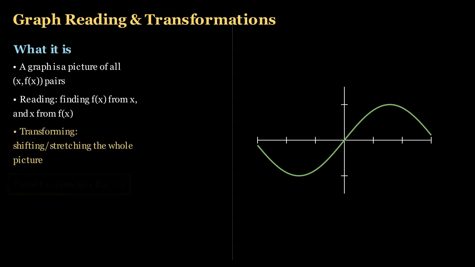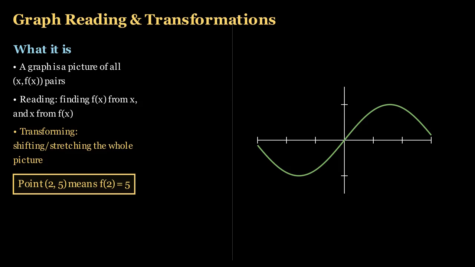Reading a graph means looking at the picture and answering two kinds of questions. For a given x, how high is the point? That is finding f of x. And for a given height, what x values land there? That is solving f of x equals some number.